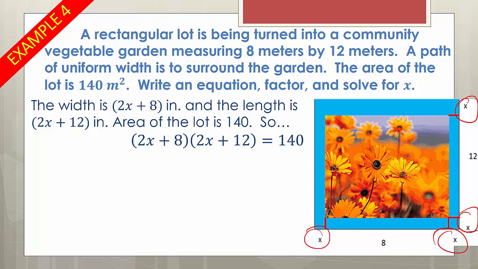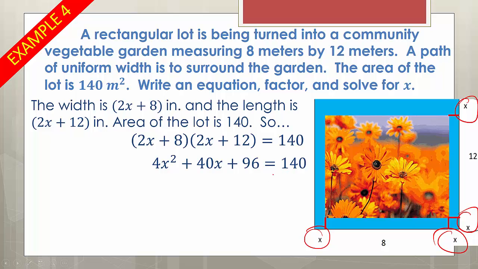Now we can't solve for it if it's not equal to 0. So what we need to do is combine these. So we need to multiply these two out. So remember, first, outer, inner, last. When you do that, you're going to get 4x squared plus 40x plus 96 equals 140. If you don't remember how I got from this step to this step, go watch the video before this one on multiplying polynomials. Okay, but hopefully you remember how to do this.